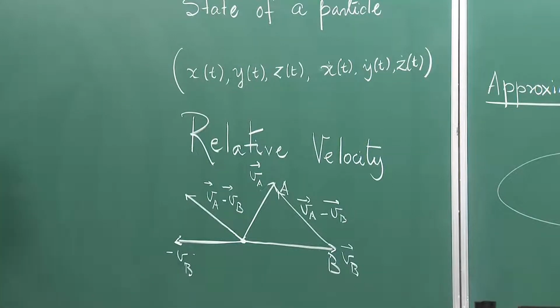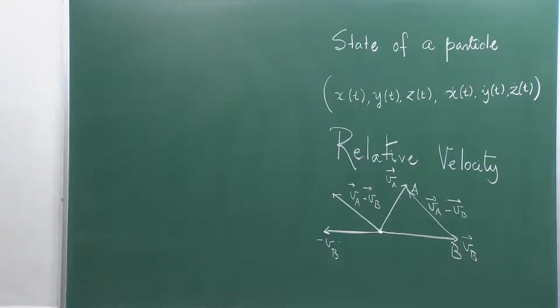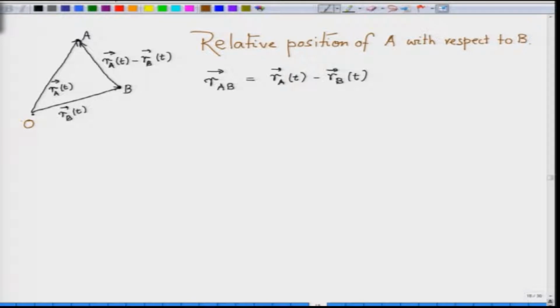So, it is nothing but the time derivative of the relative position. What is the meaning of this? This is a very important thing. What is the meaning of relative position? If the origin was O, then the position of A with respect to O is RA, and the position of B with respect to O is RB. But if B becomes the origin, then what is the position of A with respect to B? That position is RAB. So the whole idea is making B the origin.